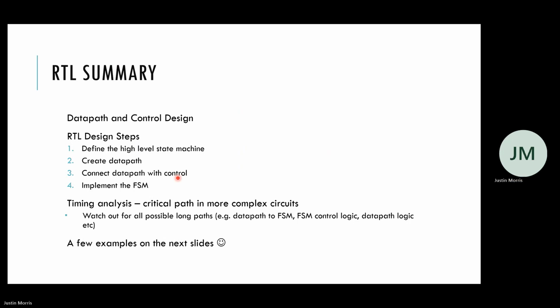So this is our summary. First, from the description of the problem, define the high-level state machine. What are the inputs? What are the outputs? What internal storage do I need? And then I draw the diagram. Then from the diagram, I figure out what is needed in my data path, how my data path is connected. And then again from the diagram, I need to make the finite state machine that creates my controller. I need to connect that controller to the data path. And then the last step is implementing the finite state machine. And once you have the controller, the data path, all of it connected, then you can do this timing analysis.